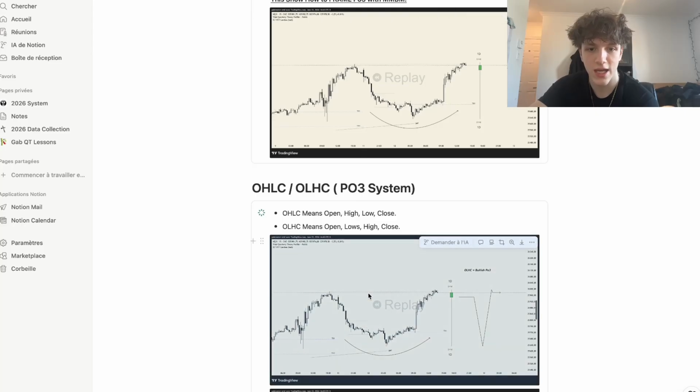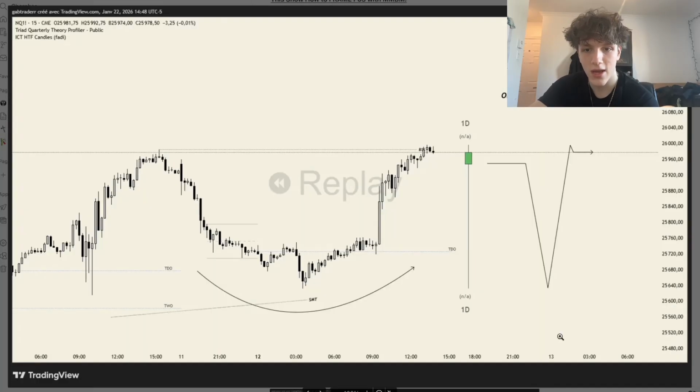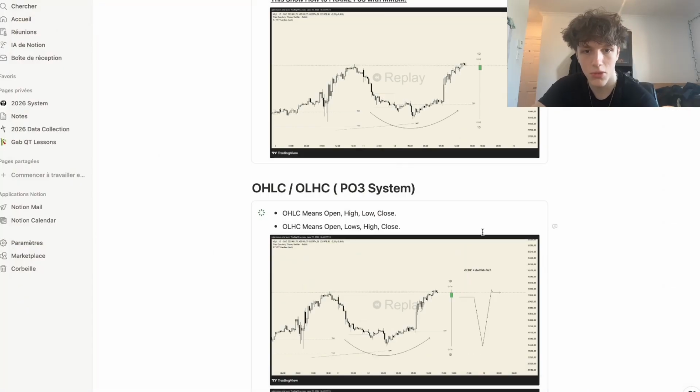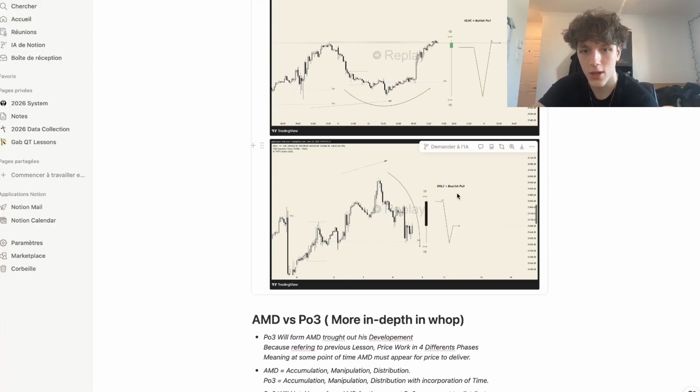Just for the sake of an example, say it's an open low high close. The example I just took previously is exactly that. We opened, we made a low, cracking correlation, smart money reversal, made the high, and then closed. Pretty simple, nothing too much to stress about.